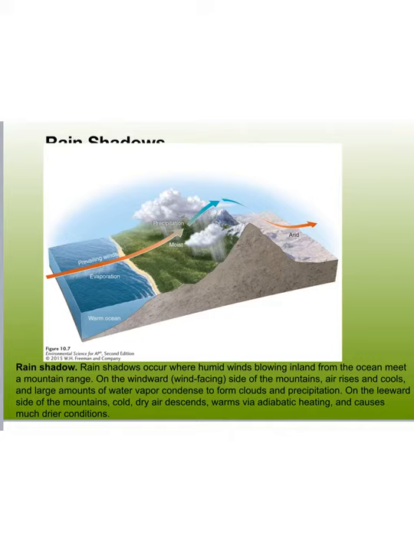The side that faces the wind coming in is what we call the wind facing, or the windward, side. It hits the mountains, the air rises and cools, and large mountains form a lot of water vapor, so clouds form at the top of those mountains, and then they experience a lot of high precipitation. Then it makes it over the other side of the mountain, what we call the leeward side, where the air is very dry. It's lost all of its moisture, and it descends on the other side of the mountain, causing these really dry, heated conditions that are warmer and drier than the air coming off the ocean.